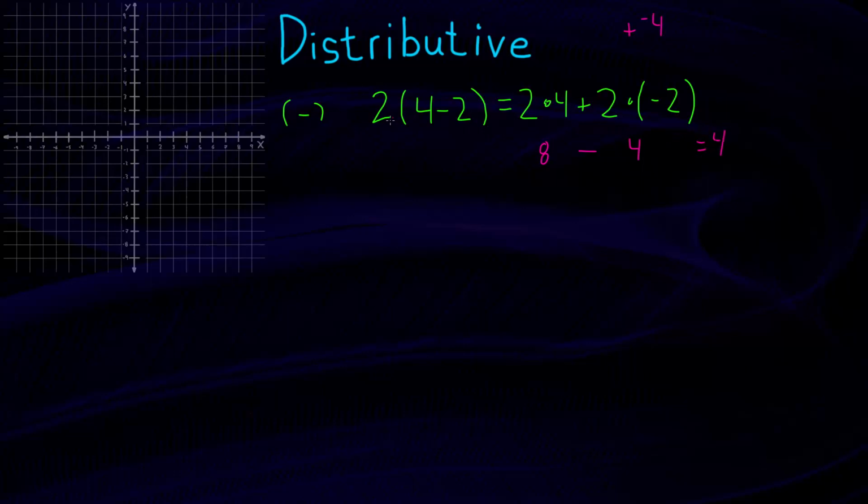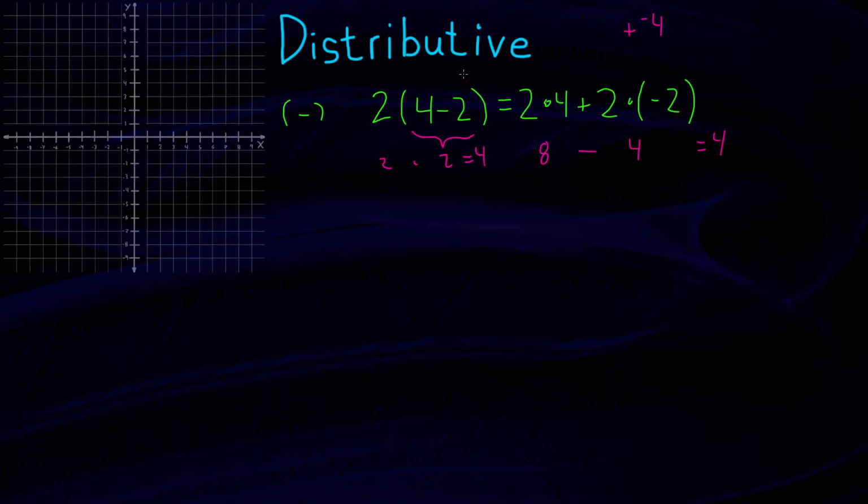Now let's test this over here. We've got 2, so that just stays as a 2. And we have 4 minus 2, this portion becomes a 2. And if we multiply 2 by 2, we also get 4.